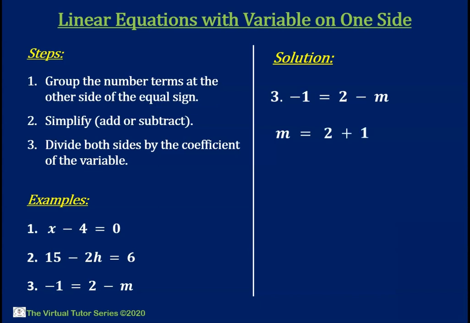We can now simplify by adding the like terms. 2 plus 1 is 3. So we have m to be equal to 3. Therefore, the truth set is the set containing the elements m such that m is equal to 3.